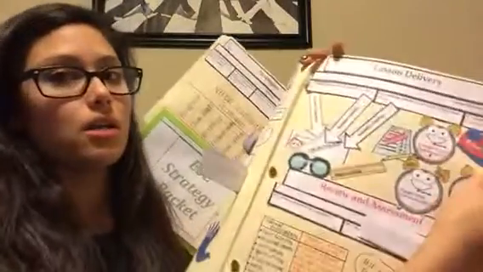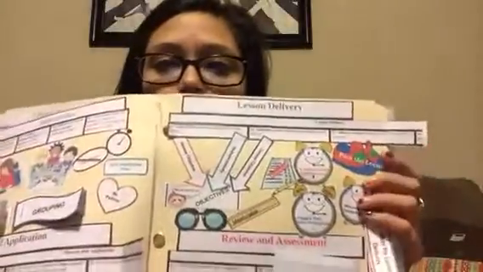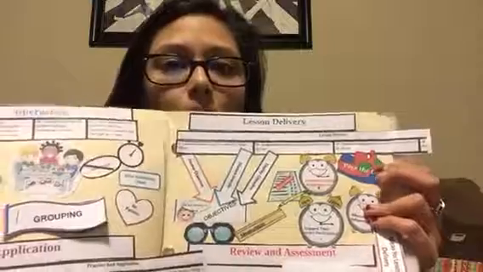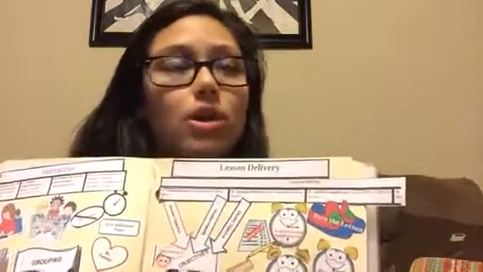Lesson delivery, 23, 24, 25: content objectives, language objectives, and students engaged. Always make sure that the objective is measurable and observable. Pace the lesson. I like this because if you're going too fast, slow down. If you're going too slow, maybe speed it up a little bit because you can tell that they're understanding.